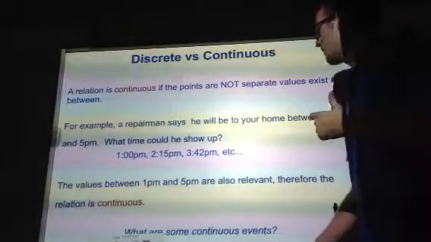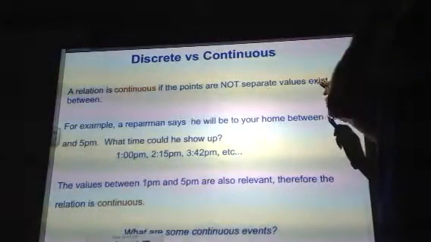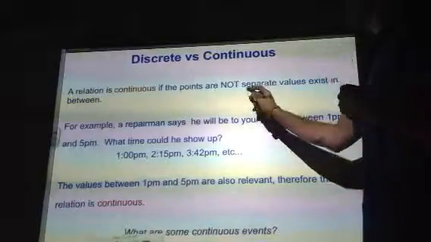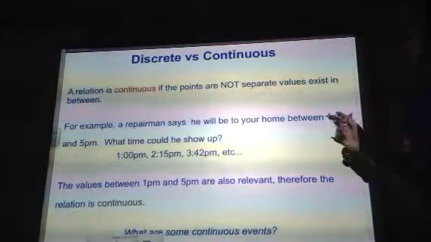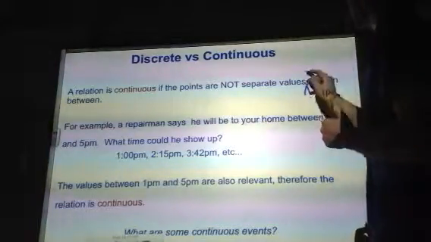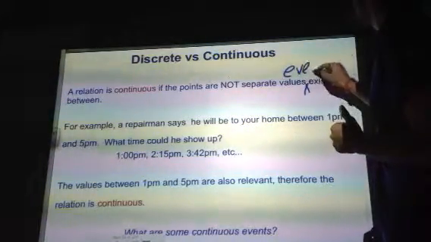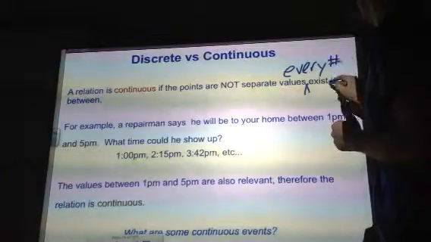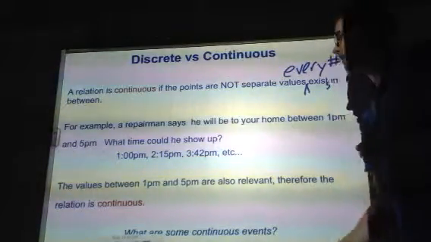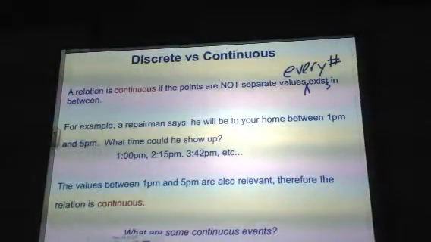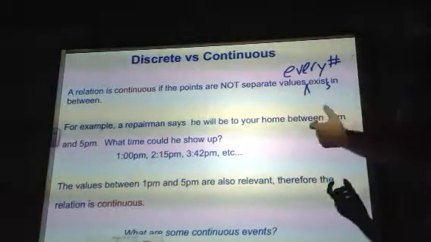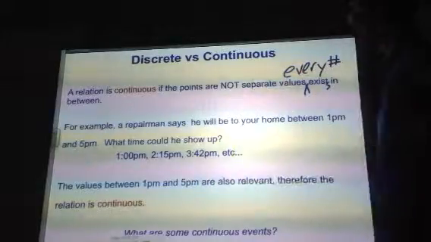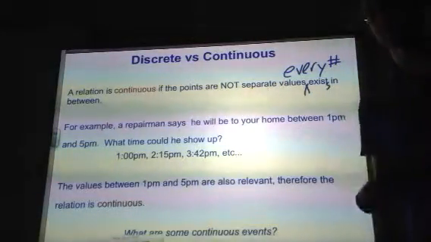Okay? So that means every number exists in between. So like, if a repairman says he's going to come to your house between 1 and 5, we want to include every possible time between 1 p.m. and 5 p.m. Okay, we want to include every possible minute in that.